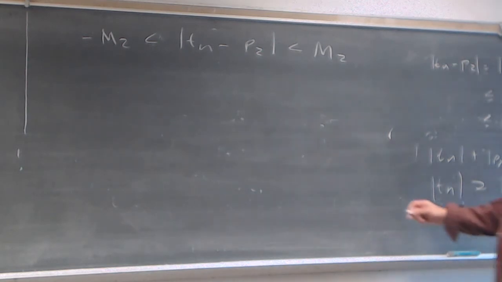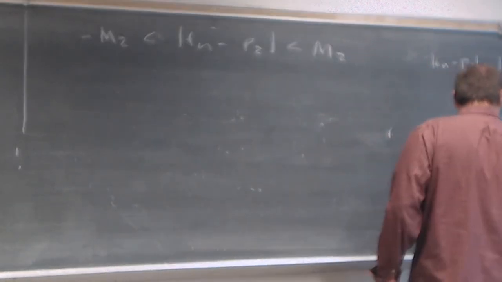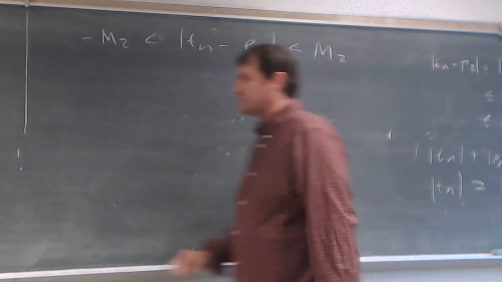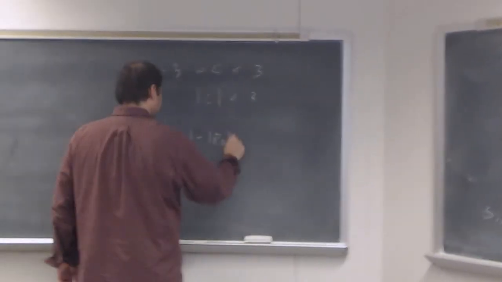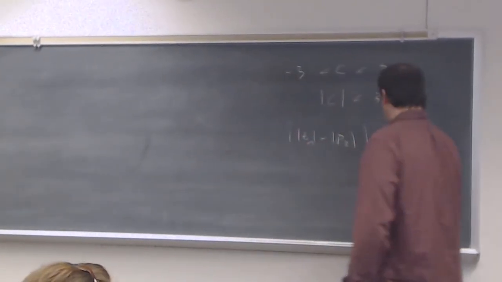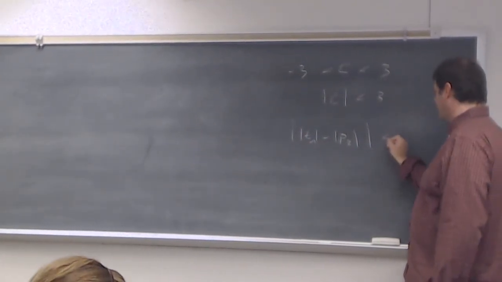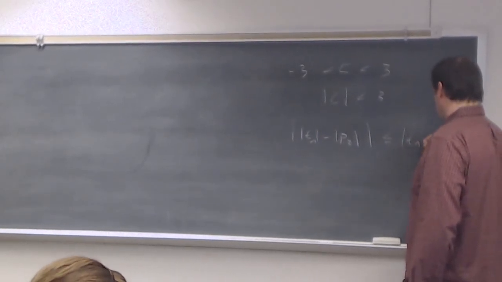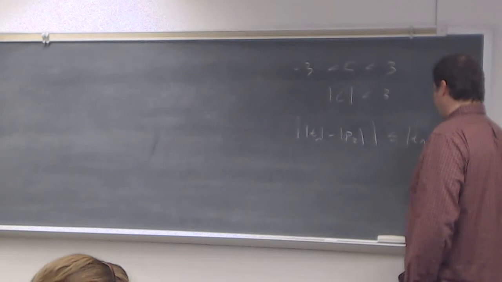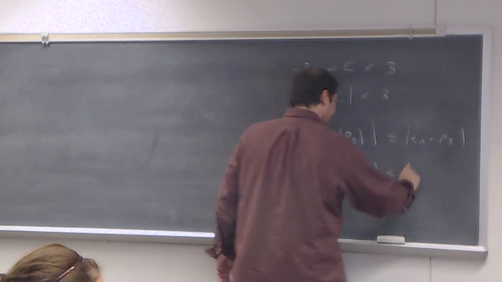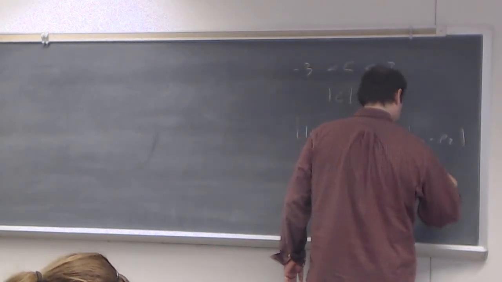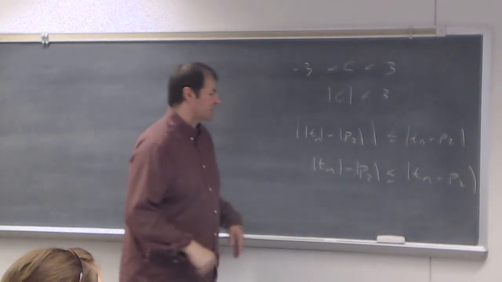So what did we have before? It was the absolute value of T sub n minus the absolute value of P sub 2, I believe. What did we do? Was it less than or greater than? I forgot. It was less than or equal to the absolute value of T sub n minus P sub 2. Okay, and so this said that T sub n minus P sub 2 was less than this guy right here. Yeah. Okay, so let's stop there for a second.